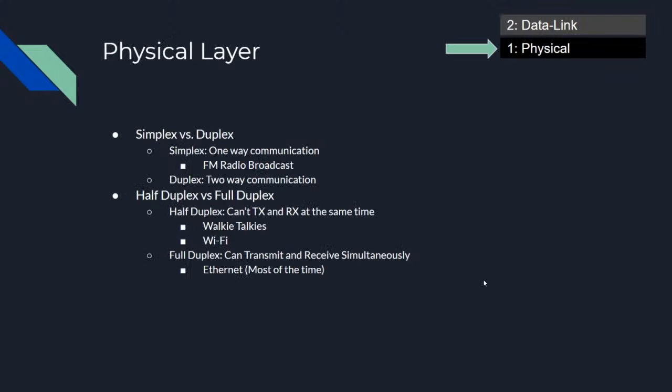Full duplex can transmit and receive simultaneously. So Ethernet, most of the time, you can. There are two cables, one cable for transmit, one cable for receive. Not quite sure why there are like 8 of them in there, but that's how your Ethernet is pretty much always faster than your Wi-Fi, no matter what, because with Ethernet you can transmit and receive at the same time.